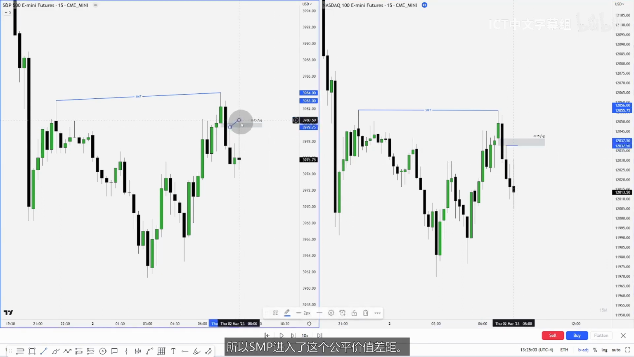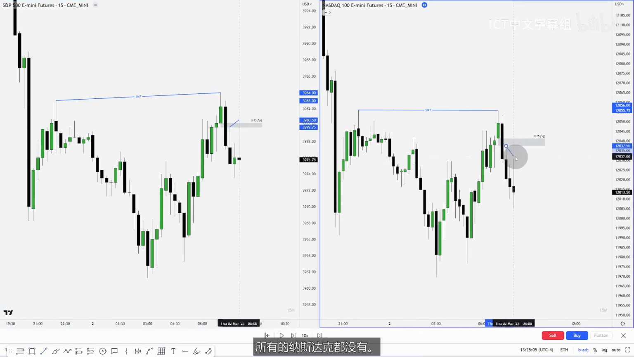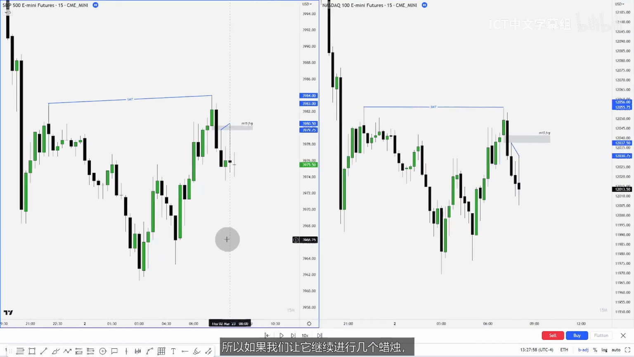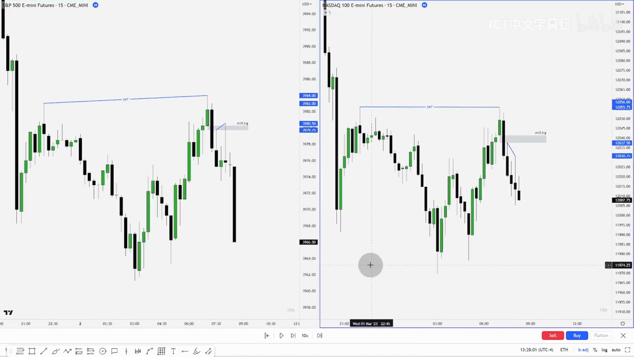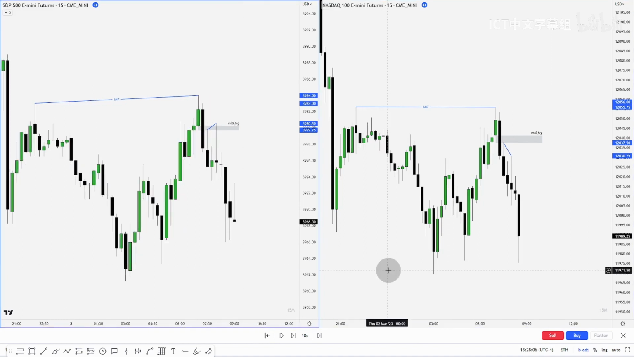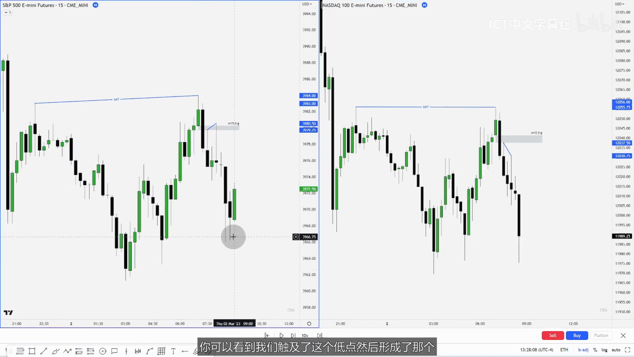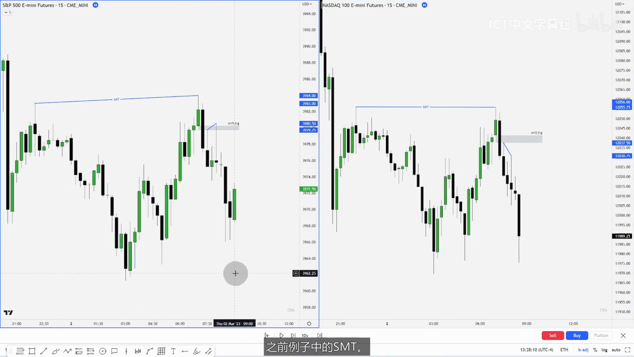So the S&P came up into this fair value gap, while NASDAQ does not. If we let this play out a few more candles, you can see we reach for this low and then put in that SMT from the previous example.